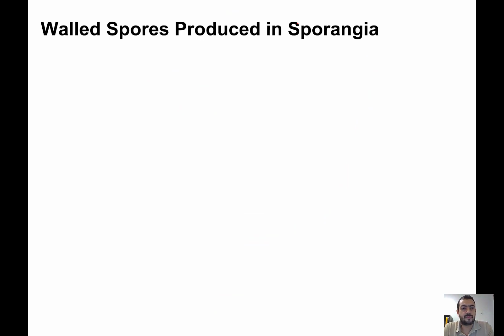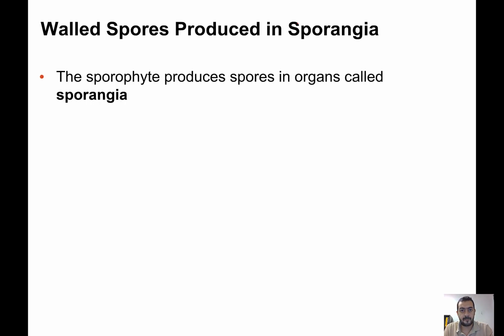This was the first derived trait, the alteration of generations. The second derived trait is the presence of walled spores. These spores are produced in an organ called sporangia. So remember, sporophyte is a stage. This stage produces the spores. These spores are not produced like in the air. They are not free. They are produced within an organ. This organ is called sporangia.